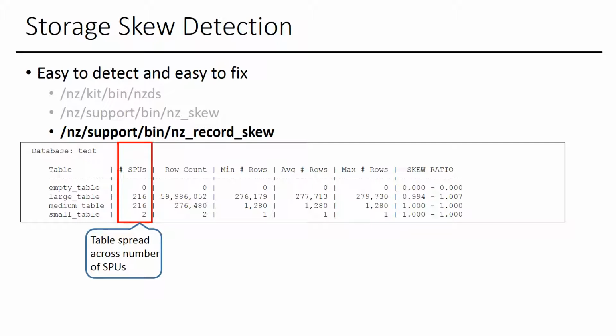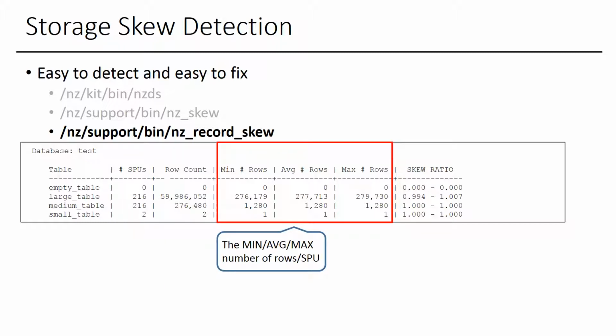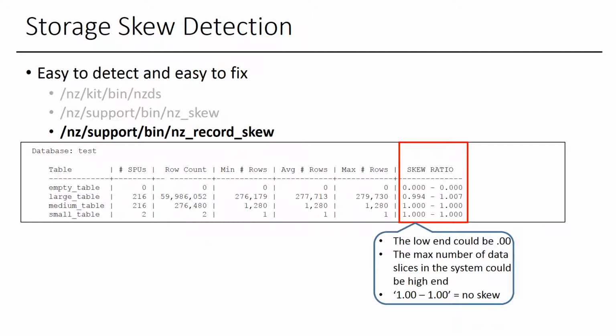It shows kind of similar information as the NZ skew command. The spoos column represents the number of spoos that the table is spread across. The mean, average, max column shows the number of rows per spoo for each table. The skew ratio is expressed as a range, similar to the NZ skew command. A range of 1:1 would indicate no skew at all. In general, the larger the table, the smaller you want the skew ratio to be.